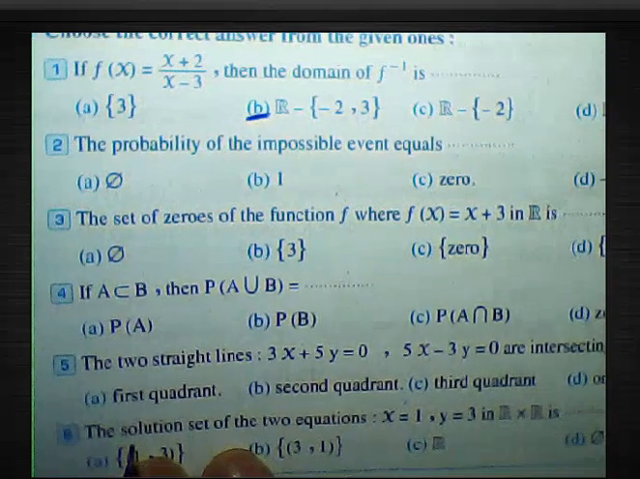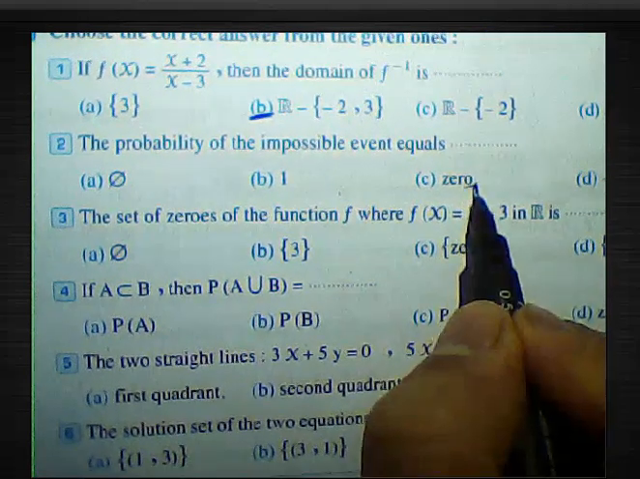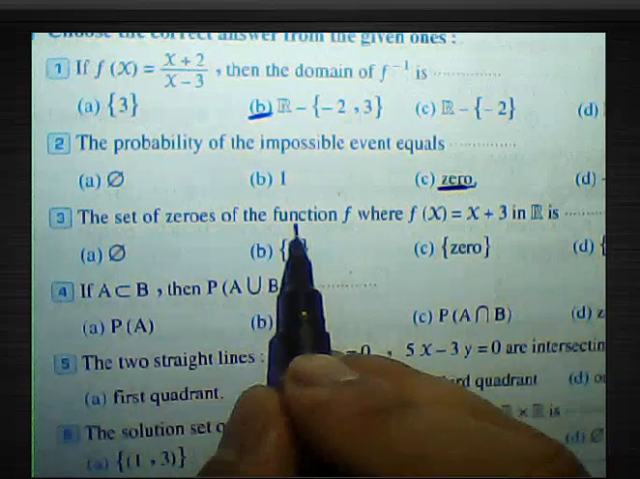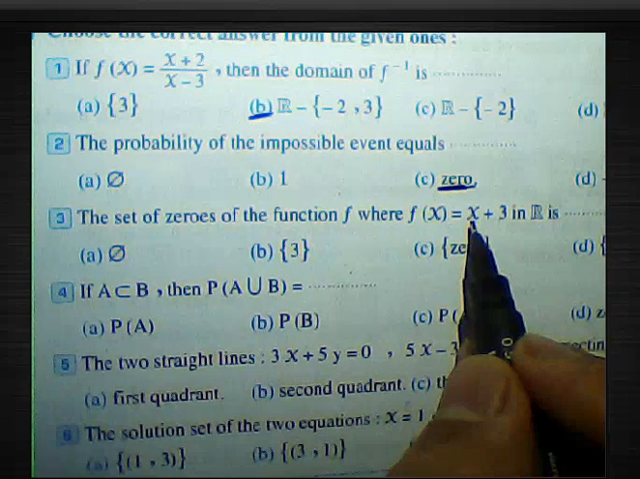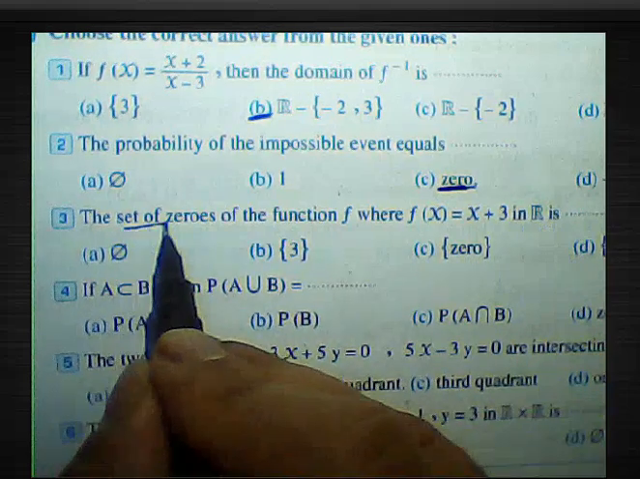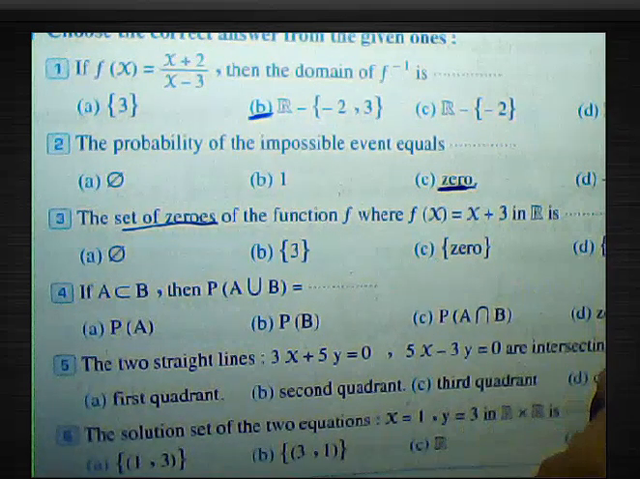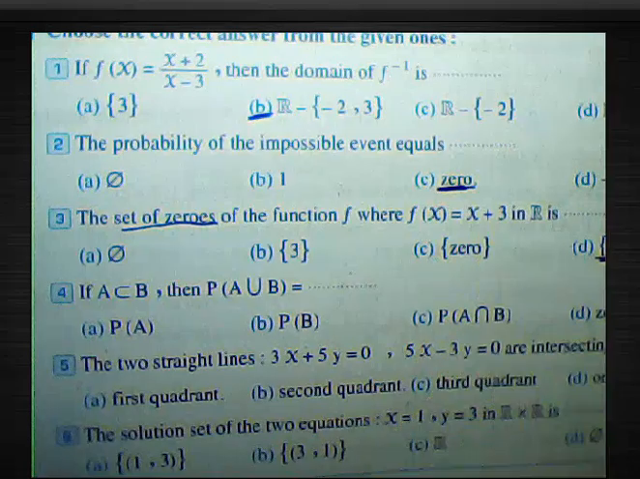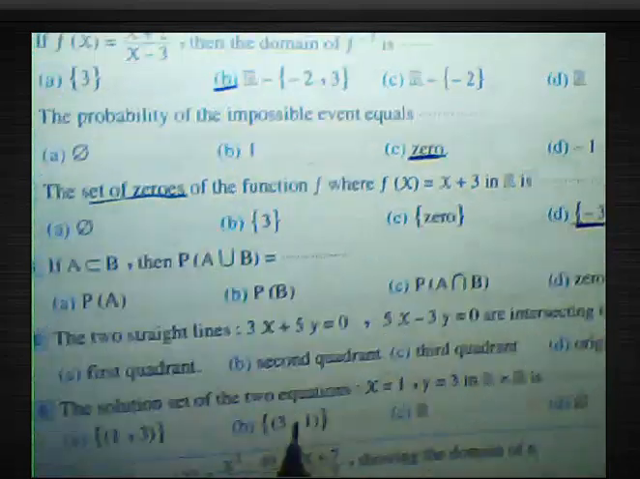The probability of the impossible event equals 0. The set of zeros of the function f of x equals x plus 3 in R equals negative 3, because negative 3 plus 3 equals 0.